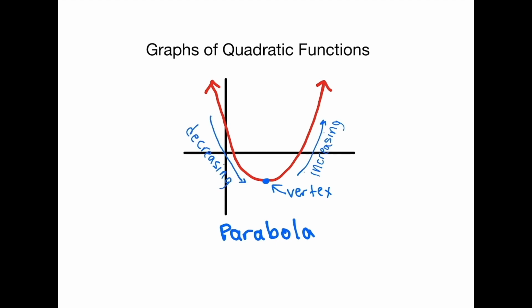Next, we have the x-intercepts. The x-intercepts are where the parabola crosses the x-axis. This one has 2, but a parabola may have 1 or even no x-intercepts. Next, we have the y-intercept. The y-intercept is where the parabola crosses the y-axis. Every parabola always has 1. Finally, we have the line of symmetry. The line of symmetry is the blue line, and it cuts the parabola exactly in half. Knowing these key features helps us graph quadratic functions.